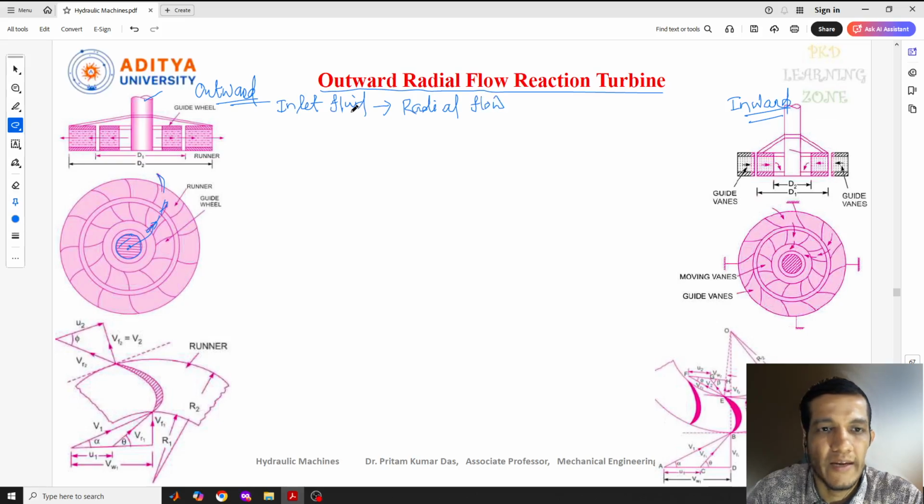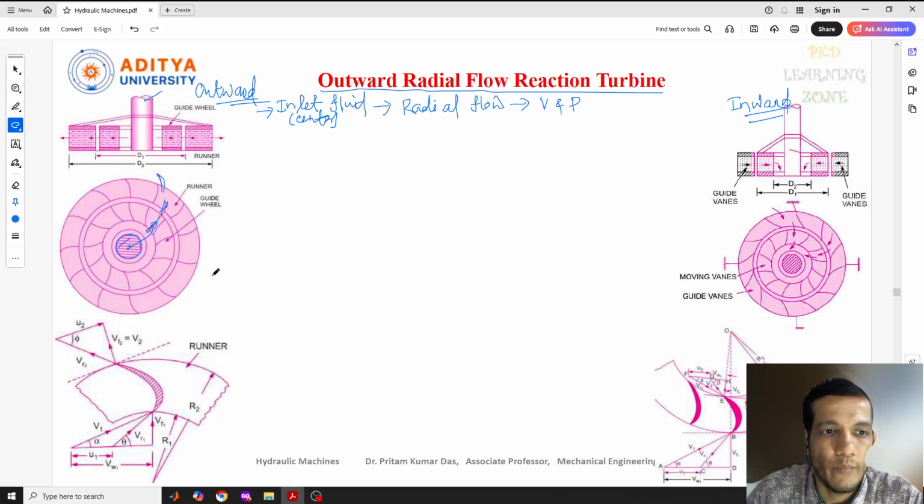First the fluid is coming inside, that is the inlet of the fluid at the center point, and that flow may be axial or tangential. After that, it will go outside through the guide wheel to the runner, that is radial. That's why it is radial flow. In the meantime, your velocity and pressure will be changed. In this working, your velocity and pressure will change.